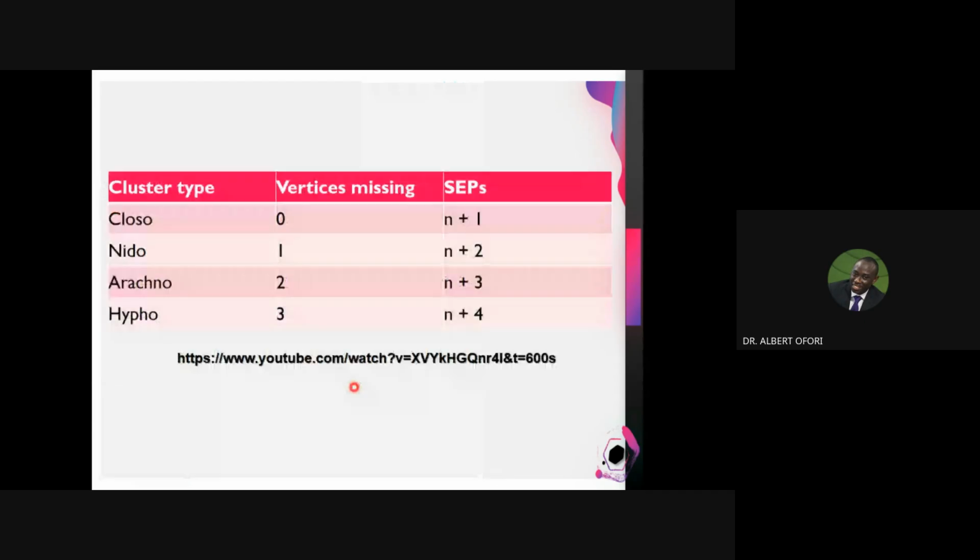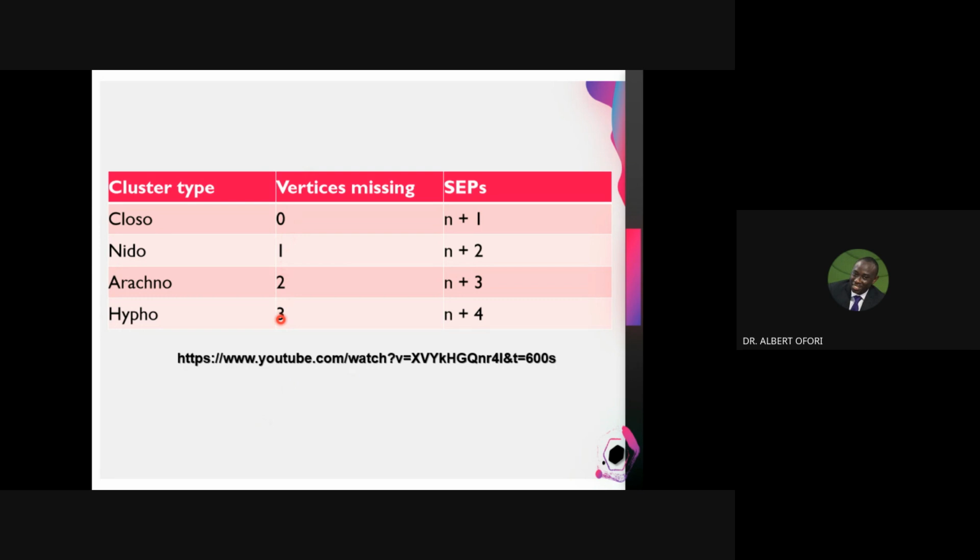So I've gone through that with you. The rules are just there, but let me make a summary. From literature, this is what we are looking at now. The closo shape means that all the vertices are complete. If you take the nido and draw it, you see that one vertex is missing. The arachno has two vertices missing, and the hypho has more missing.